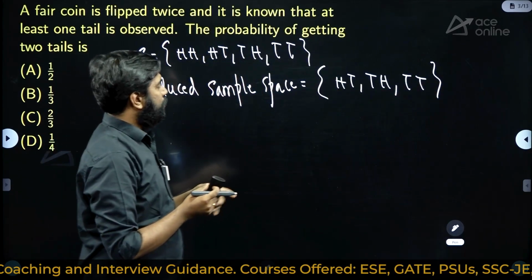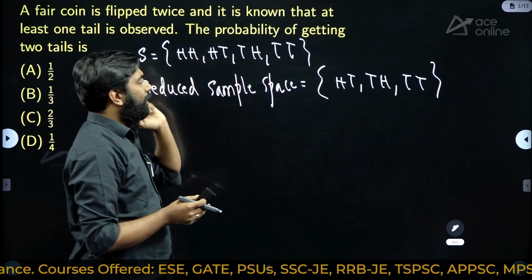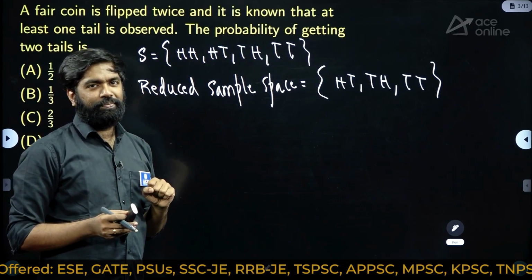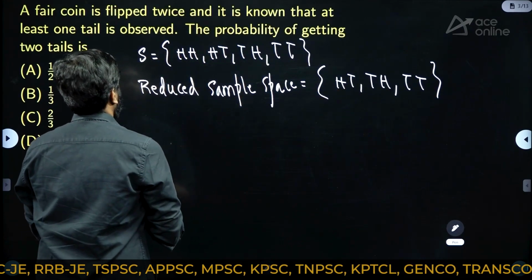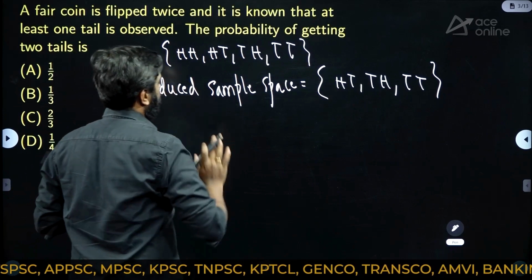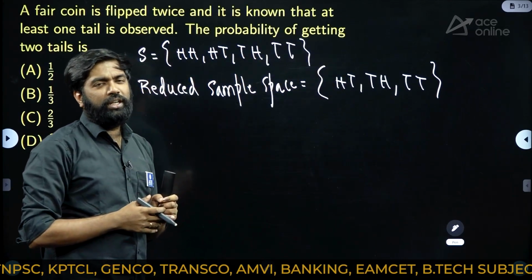Now whatever outcomes you get, only from this set. You can forget about the original sample space. Just focus only on this. So now what else are they asking? The probability of getting two tails is... Now from this, what's the probability of getting two tails?